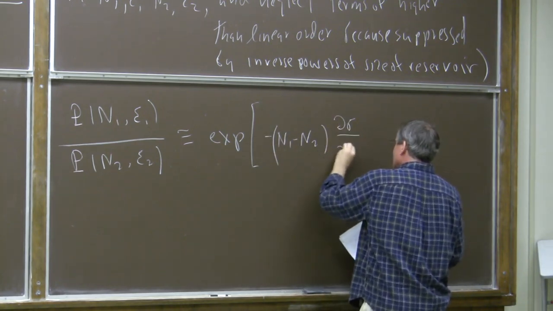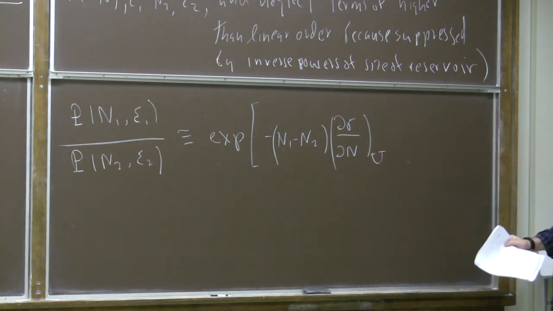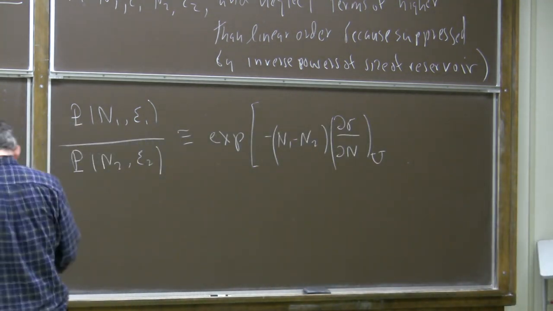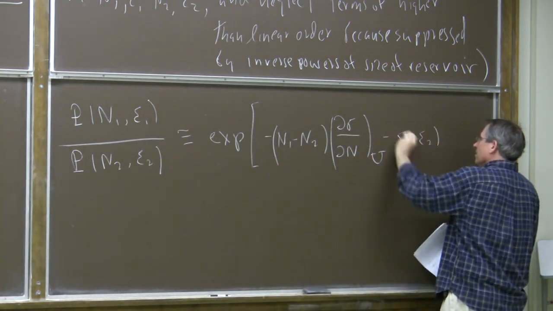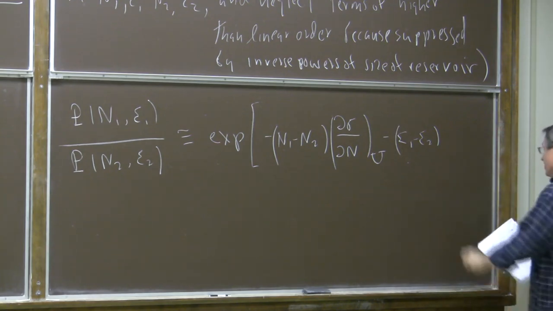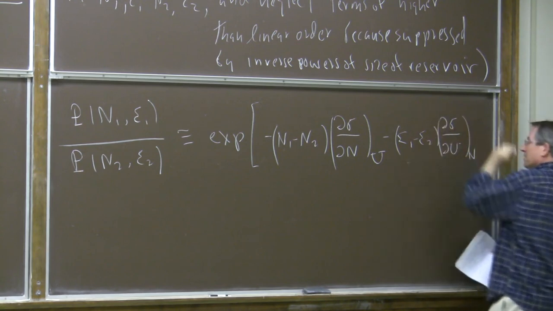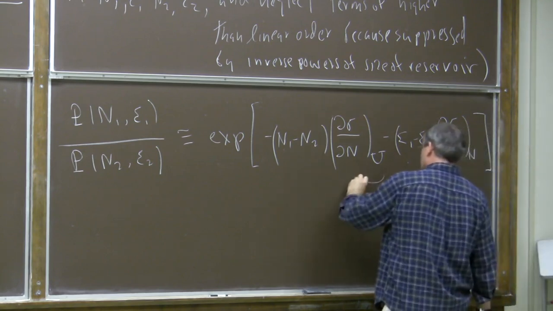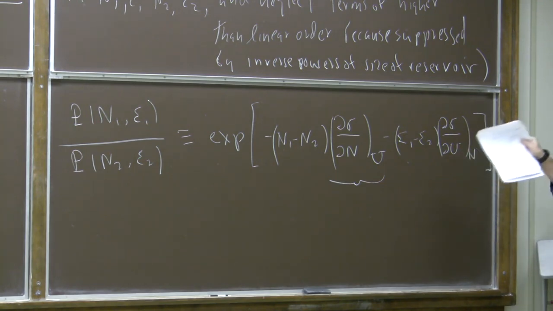The partial derivative of sigma with respect to N, with energy fixed. That's from differentiating with respect to particle number. And the minus is because I'm subtracting away particles from the system. And likewise, I have minus the difference in energy for the two states of the system times the partial derivative of entropy with respect to energy with particle number fixed. Okay? So that's just from doing the power series expansion. Constant terms cancel. These are the linear terms. Quadratic terms I can neglect.